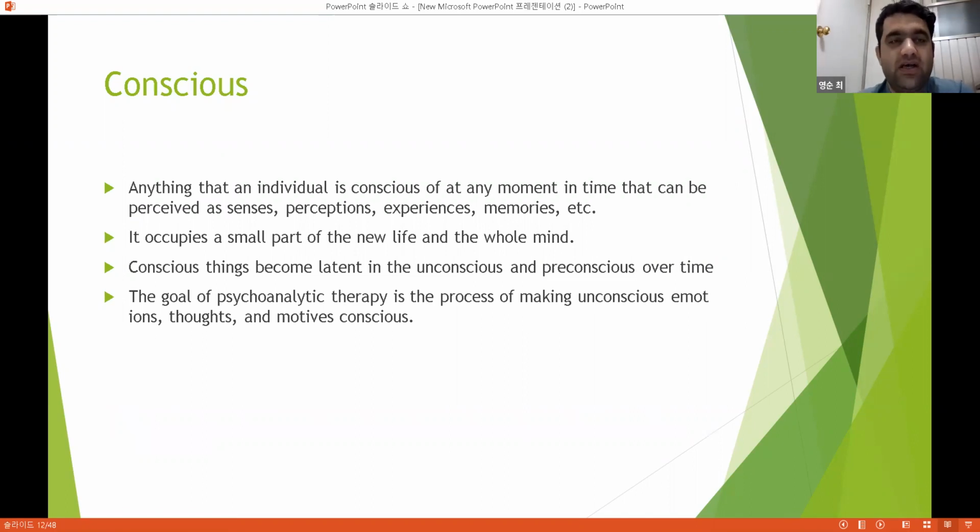Now we're reading about what is conscious. It is anything that an individual is conscious of at that moment in time, which can be perceived through sense perception, experiences, and memories. It occupies a small part of the whole mind. Conscious things become latent in the unconscious and the preconscious over time. The goal of psychoanalysis therapy is the process of making unconscious emotions, thoughts, and motives conscious. Conscious is a state of being aware of your environment and your body, and you can understand it, right?